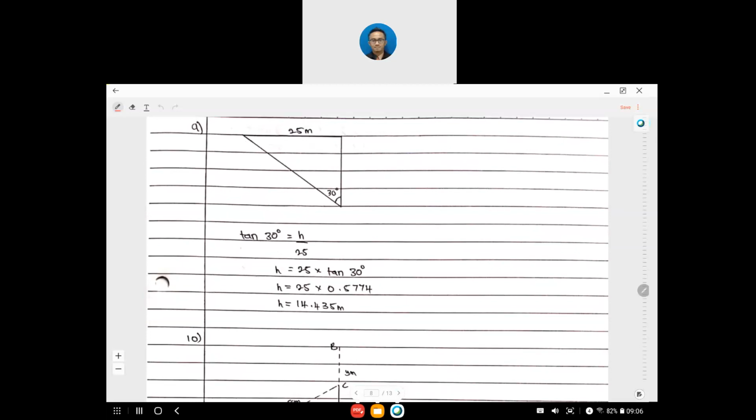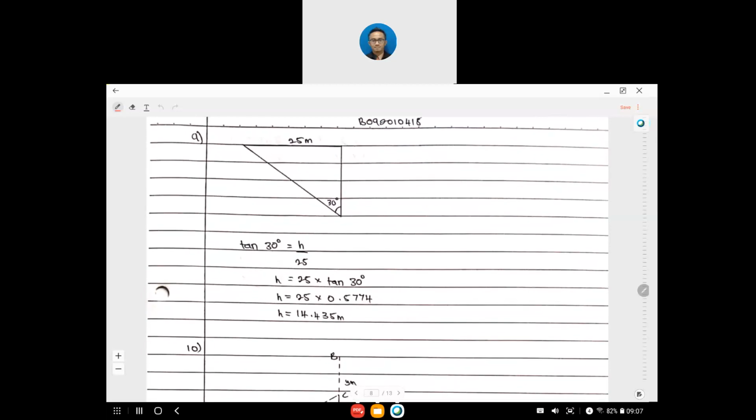A circus monkey climbs a 25-meter long rope, which is tightly stretched and tied from the top of a vertical pole to the ground. Find the height of the pole if the angle made by the rope with the ground level is 30 degrees. Okay, so you want to find the height.